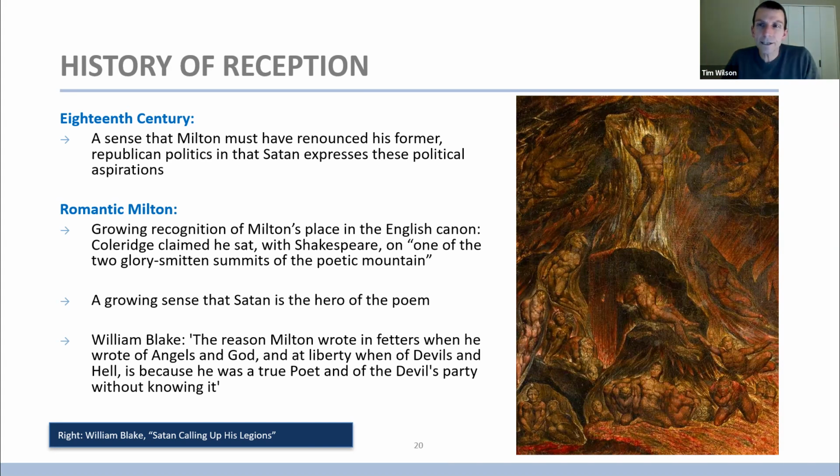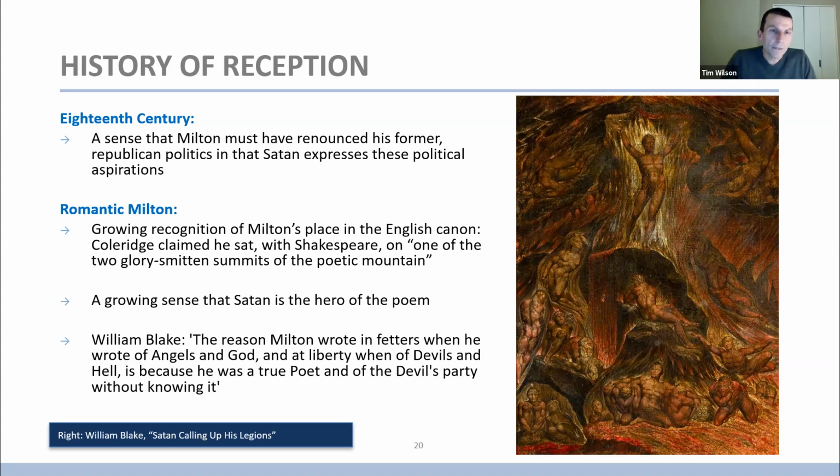So in the 18th century, and immediately after it was published in the late 17th century, there was a sense that maybe Milton renounced his former republicanism, his republican politics, because the republican viewpoint seems to be that expressed by Satan.